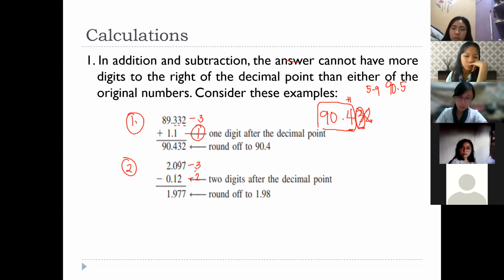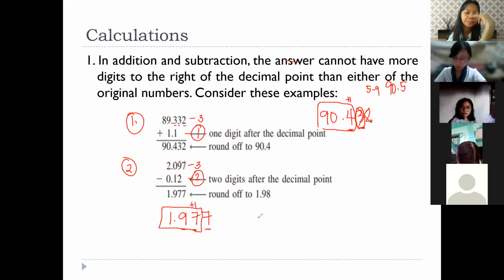So, what we will follow, of course, is the lesser. That is the 2. So, for 1.977, you have 1, 2, we stop here, class. But take note, the next digit is 7. So, what shall we do? We add 1 to the next digit. So, 1.98. This is now the final answer.